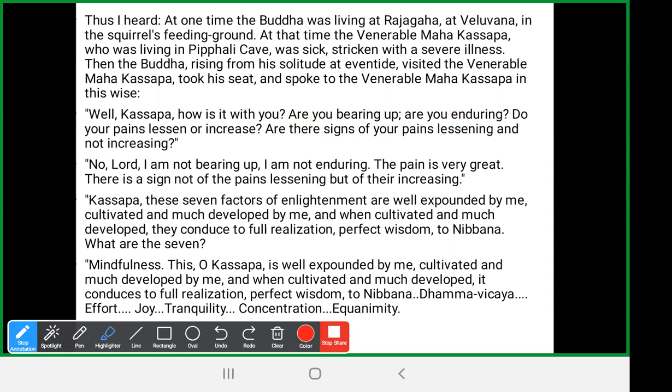When we study these suttas, what is the key point here? The key point is the Buddha and Mahakassapa, who was very sick. When the Buddha knew that Kassapa was facing great pain, he talked about the 7 factors of enlightenment, well expounded, cultivated, and much developed. So that's the key point: well expounded, cultivated, and much developed.